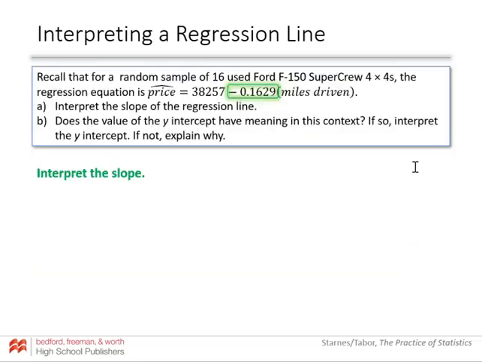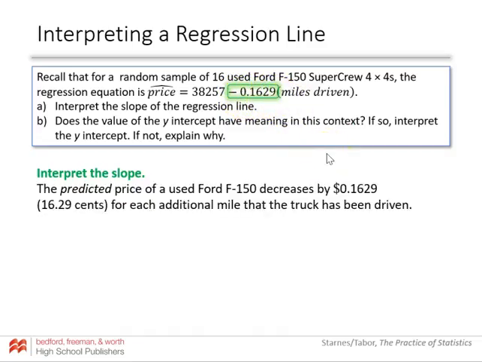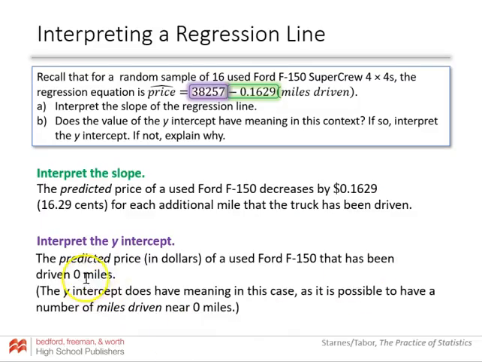So let's look at that with our truck. The slope is negative 0.1629. So that means that the predicted price of a used Ford F-150 decreases, because my slope is negative, by 0.1629. It's okay if you don't put the cents, for each additional mile, because mile is my x context, that the truck has been driven. Then for the y-intercept, it's the predicted price in dollars of a used Ford F-150 that's been driven 0 miles.